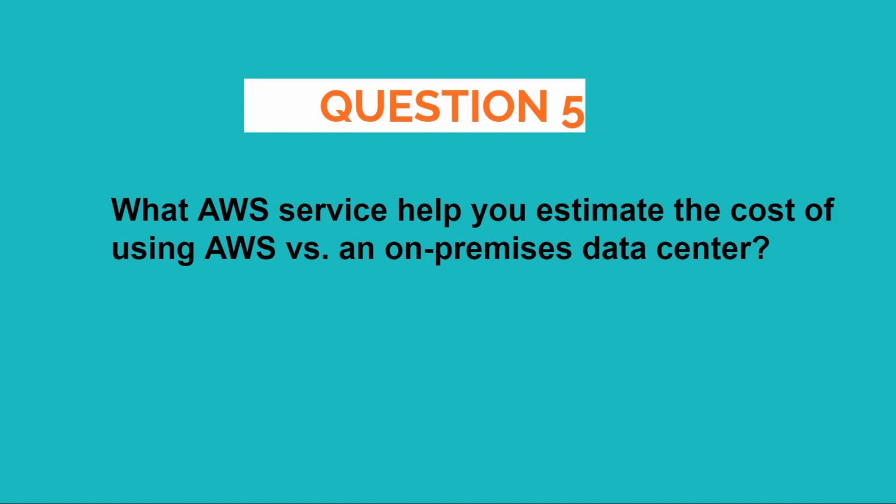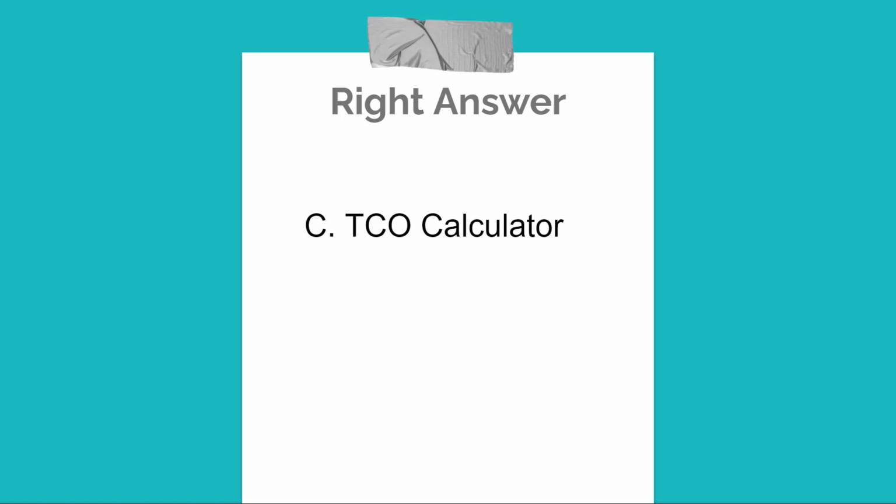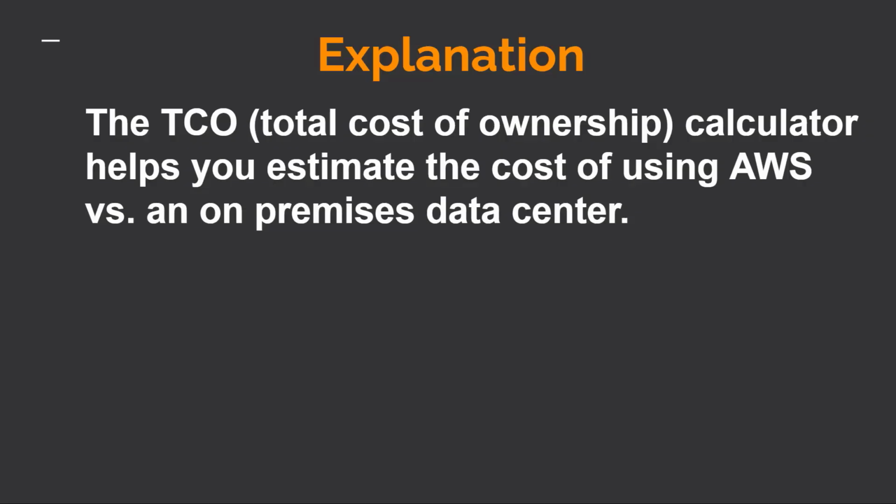Question. What AWS service helps you estimate the cost of using AWS vs an on-premises data center? Option A. Cost Explorer. B. Consolidated billing. C. TCO Calculator. D. None of the above. Right answer is C. TCO Calculator. Explanation. The TCO, total cost of ownership, calculator helps you estimate the cost of using AWS vs an on-premises data center.